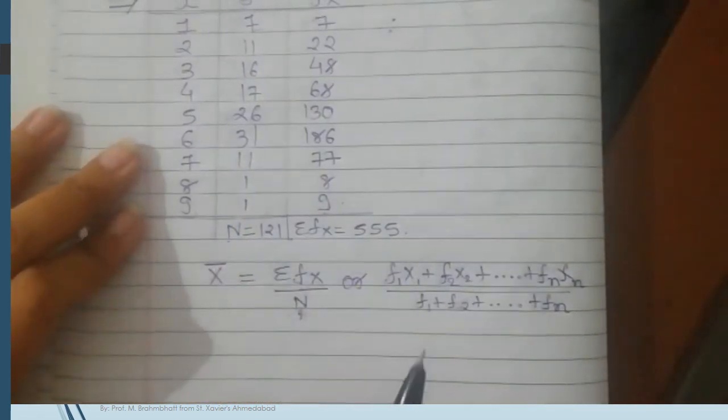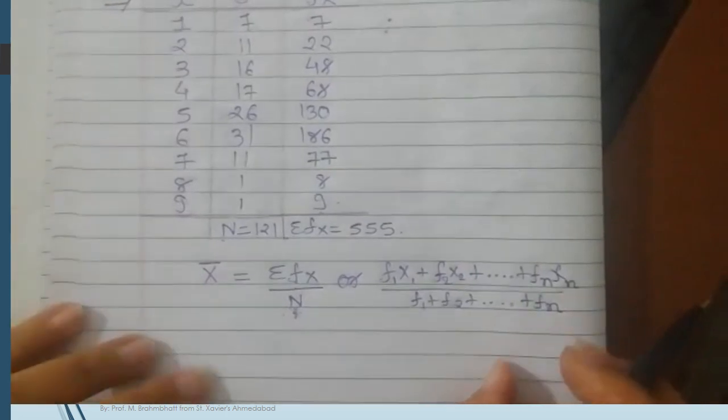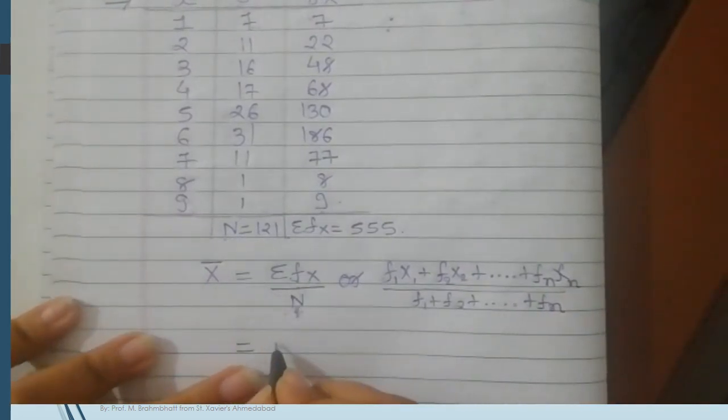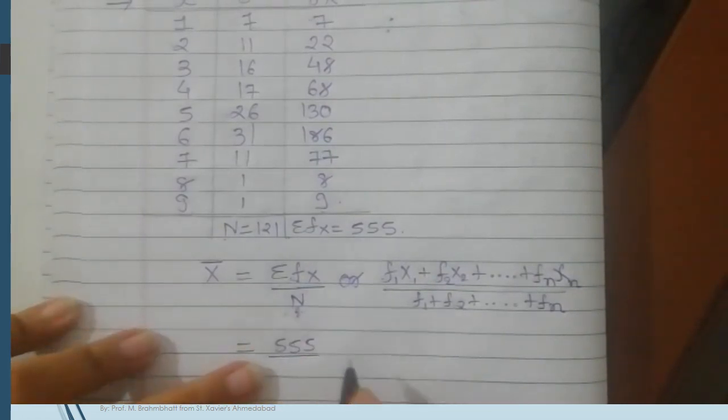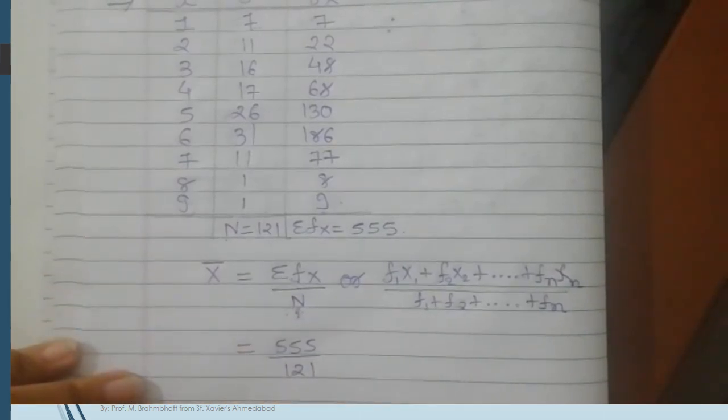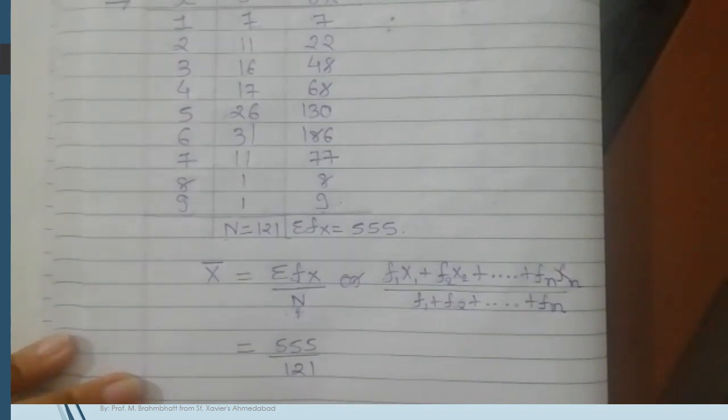For the simple series you can find that in my previous video. Okay, so we'll put the value for sigma fx, that is 555, divided by capital N, which is 121. So the final x bar is 4.59.